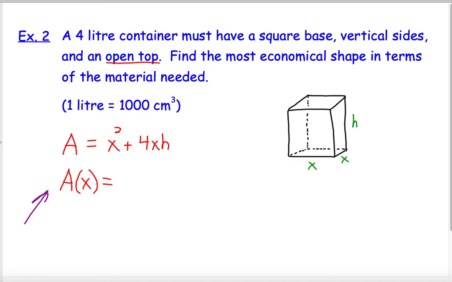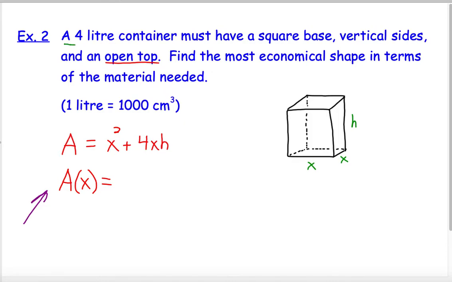So what else did they tell us? They told us that it was a 4-liter container, and a liter is 1,000 cubic centimeters. So that means that the volume, which would be x times h, is fixed at 4,000 cubic centimeters.